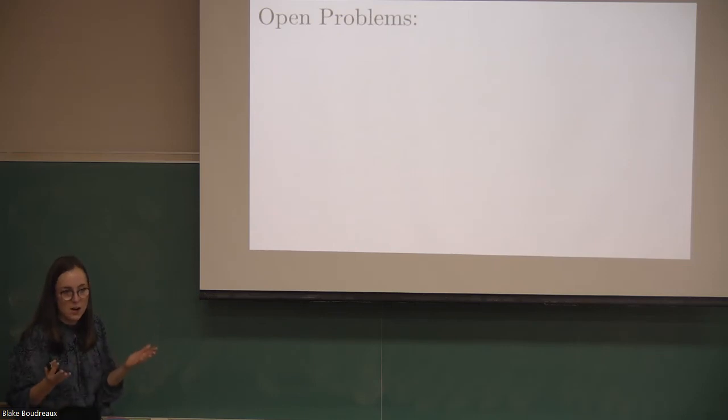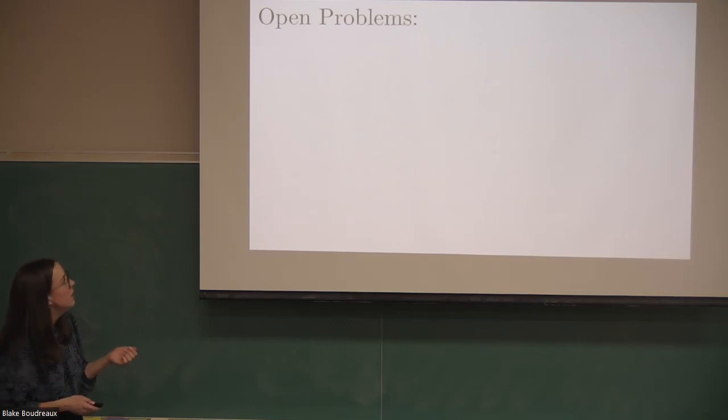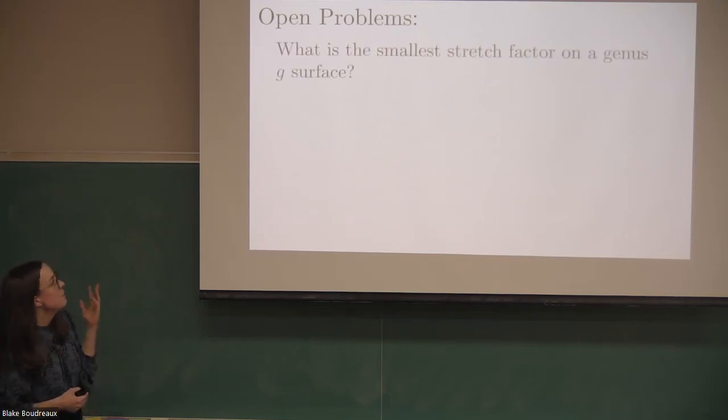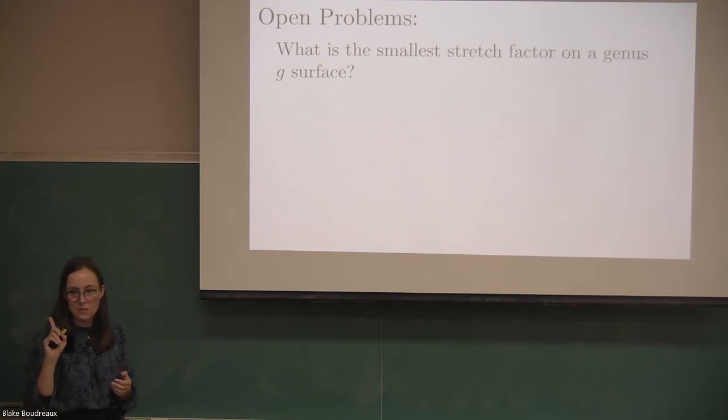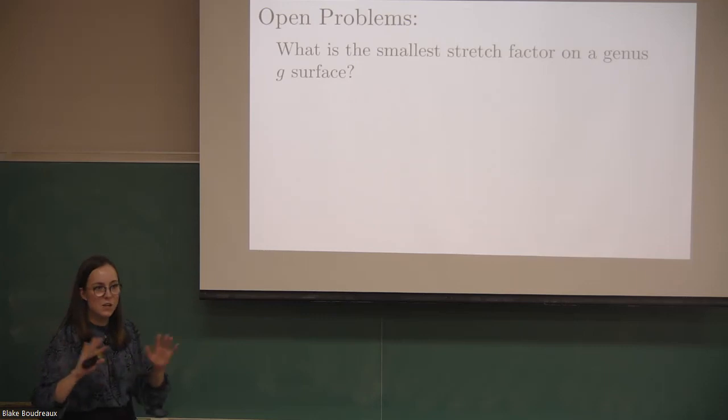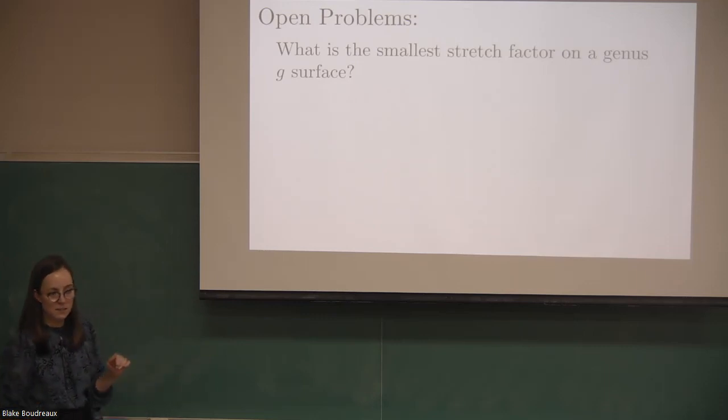So I want to end this talk with some open problems that still exist in the study of mapping class groups. The first question is, what is the smallest stretch factor on a genus g surface? Chris Leininger was able to give the result for exactly one surface, which is the surface of genus 2, and the smallest possible stretch factor is equal to Lehmer's number. But it's still open for every other surface.